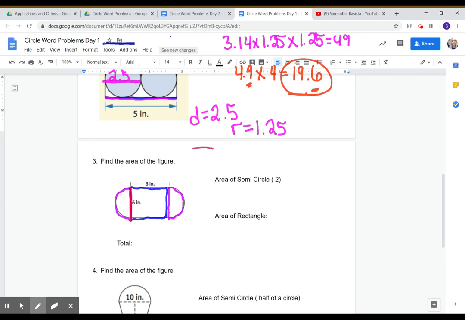Look what they give me. It's like I'm erasing part of the circle, right? That's what my figure is. So I have to determine, is that 6 a diameter or a radius? Well, it goes all the way through, so it's definitely a diameter. So my radius is 3.